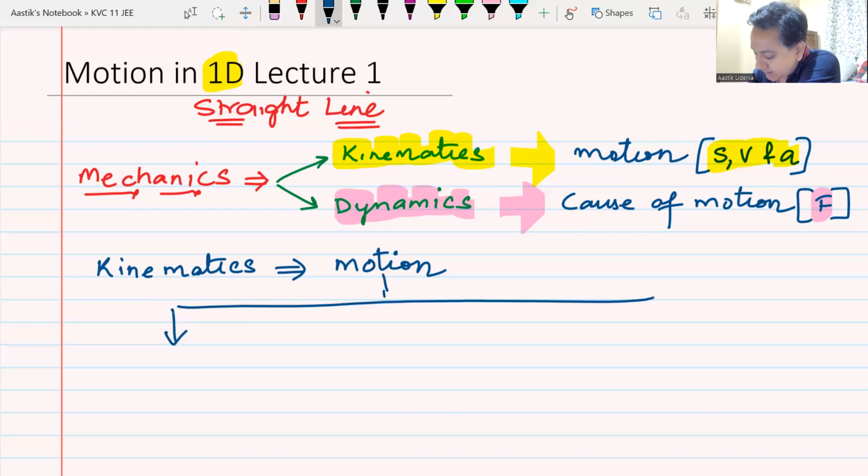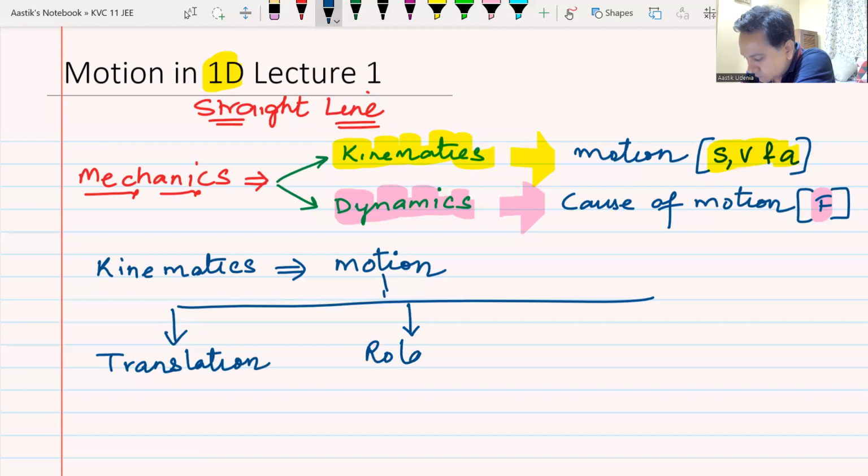The first type is known as translational or simply translatory motion. The second type of motion, which we are going to study after a long time, is known as rotation. When I say pure translation, it is pure translatory motion. When I say pure rotation, it's pure rotational motion.